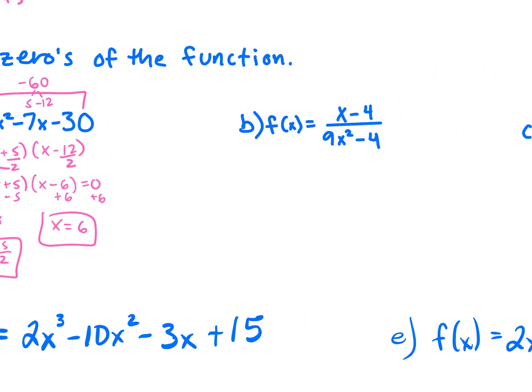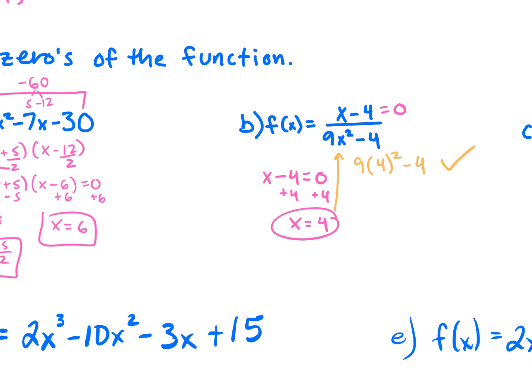For B, whenever we have a fraction, all we need to do is set the numerator equal to 0 and just make sure that that value exists with our denominator. So here I have x minus 4 is equal to 0. Add 4 to both sides. So x is equal to 4 is our 0. I just want to double check that this is okay, so I plug in 4 into my denominator. So 9 times 4 squared minus 4, this is not 0, so we are good here.